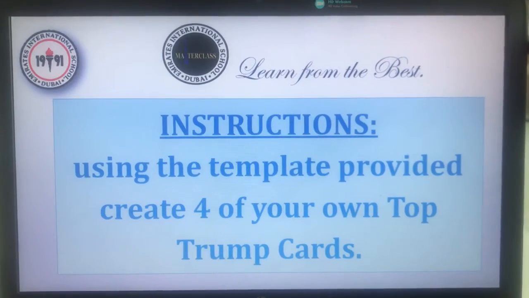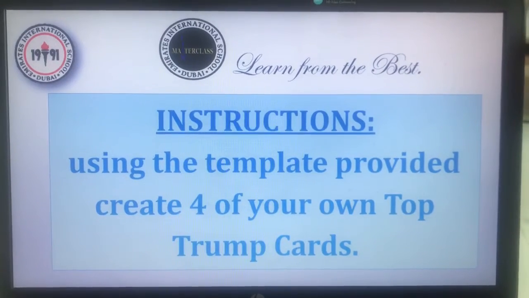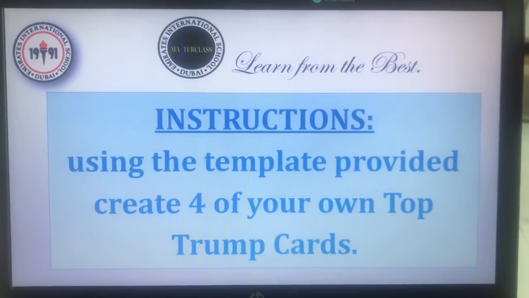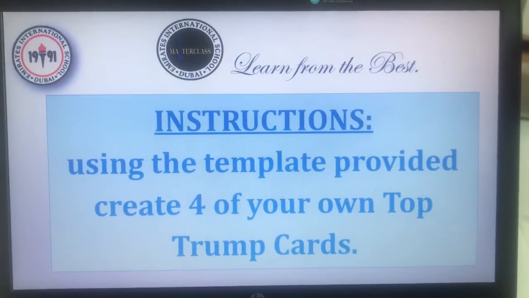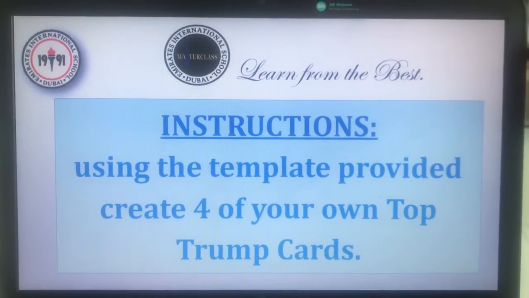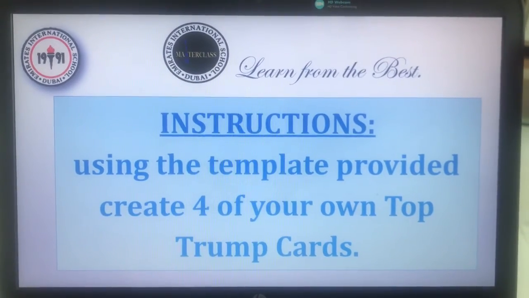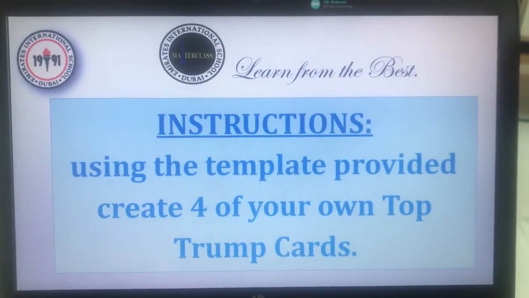So, there is a template provided for you, which I will share in ManageBack. You use that template to create 4 of your own top trump cards, and they can be any superhero that you choose. You add the picture in there and then create the mathematical problems and the answers in there as well.